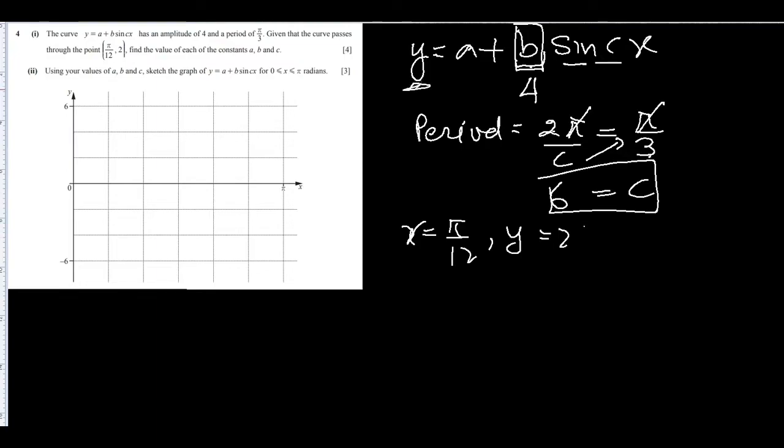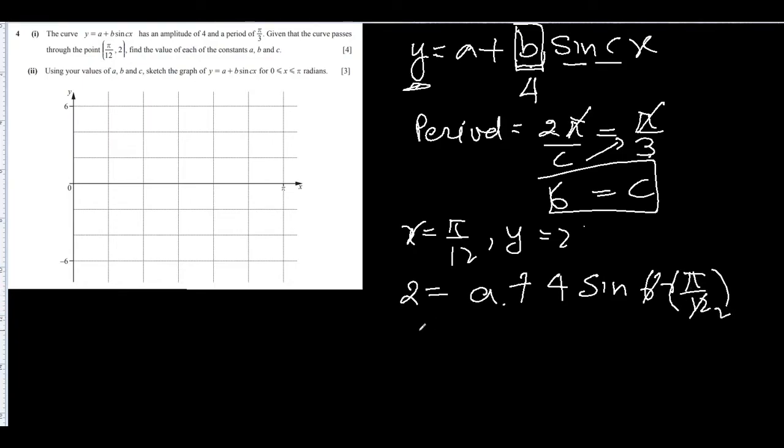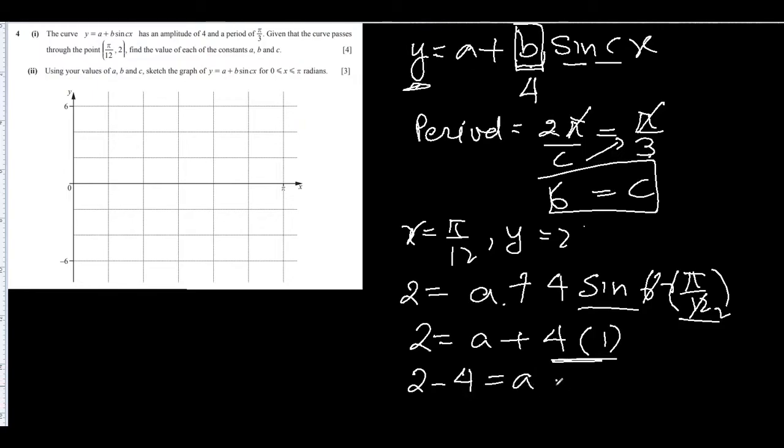So we'll just substitute these two values in the equation and we'll get it. So y, 2 equal to a, which we are not aware of, but we know b is 4, sine, c is 6, and x is given as pi by 12. So 6 and 12 cancel, it becomes pi by 2. Alright, so 2 equal to a plus 4 times sine pi by 2, which is 1. Okay, so 4 times 1 will come to the left side, becomes 2 minus 4 equal to a. So a becomes minus 2. We got a, b, and c, all three.